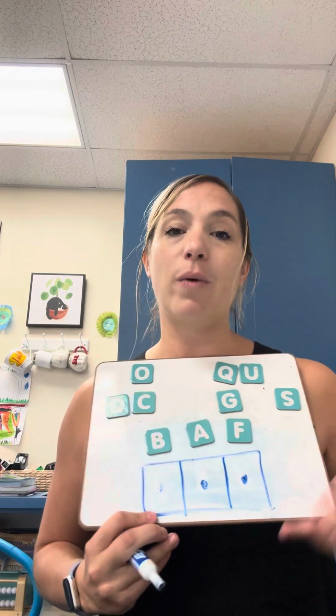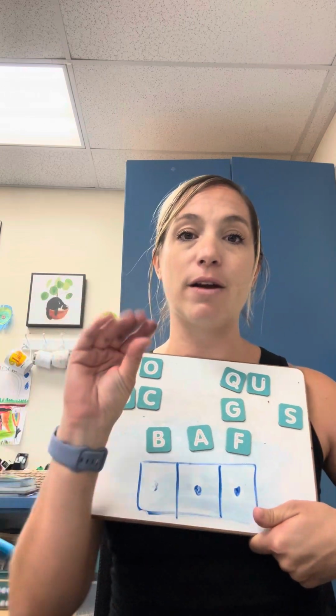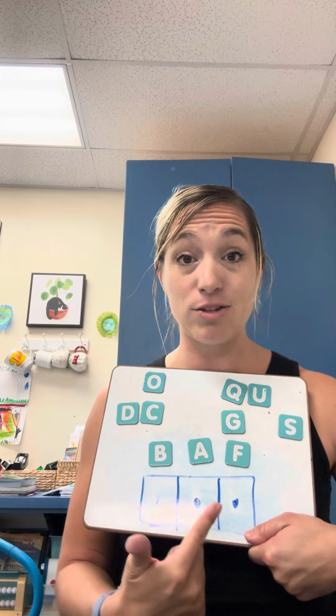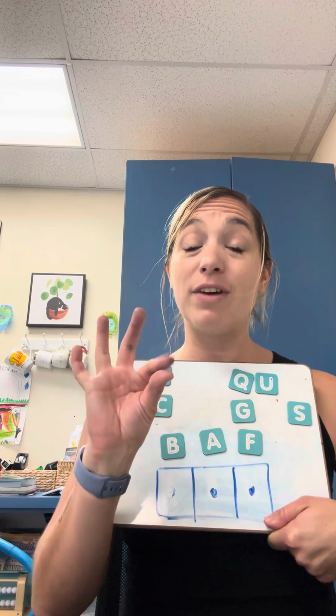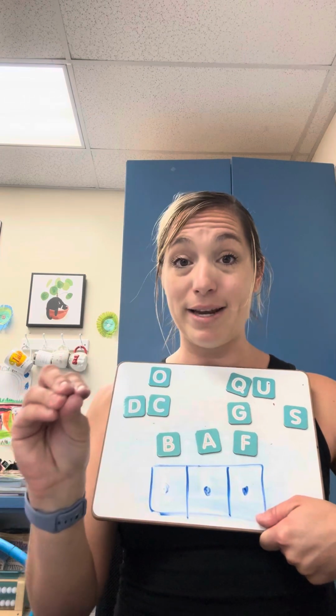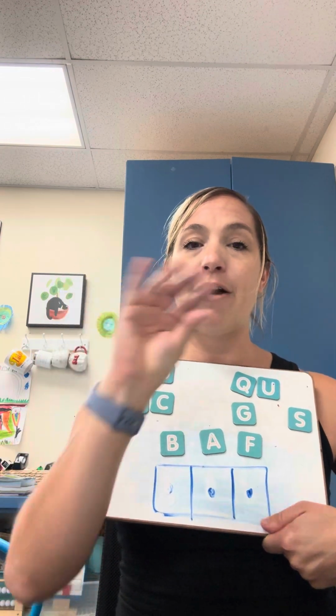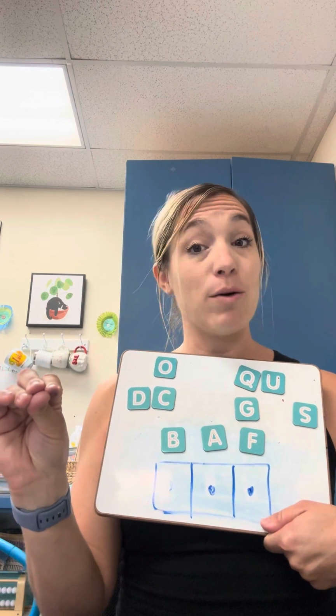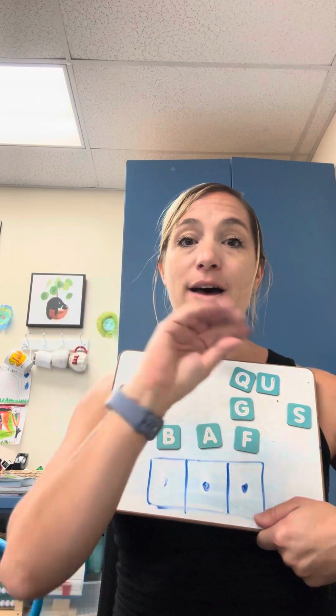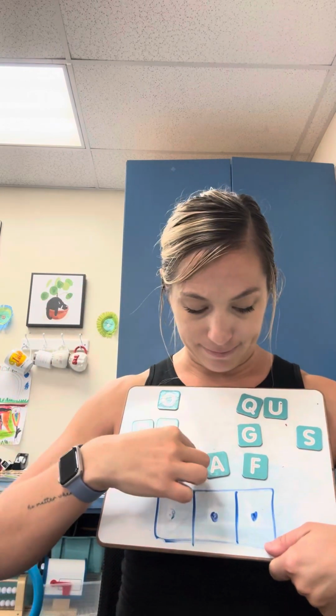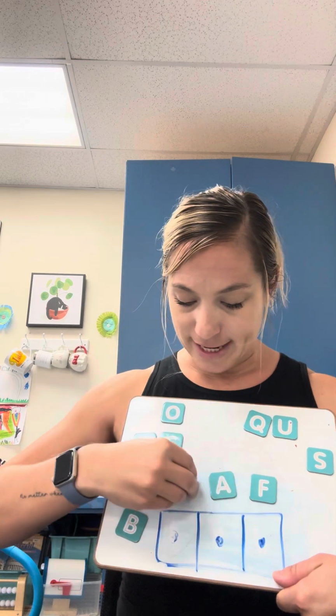Right? So the way that I'm also teaching the kiddos is to use their fingers because they aren't always going to have this handy dandy box right in front of them. So each finger represents a sound and then you blend it. B, A, F, bath. When it was fab, F, A, B, fab. Right?